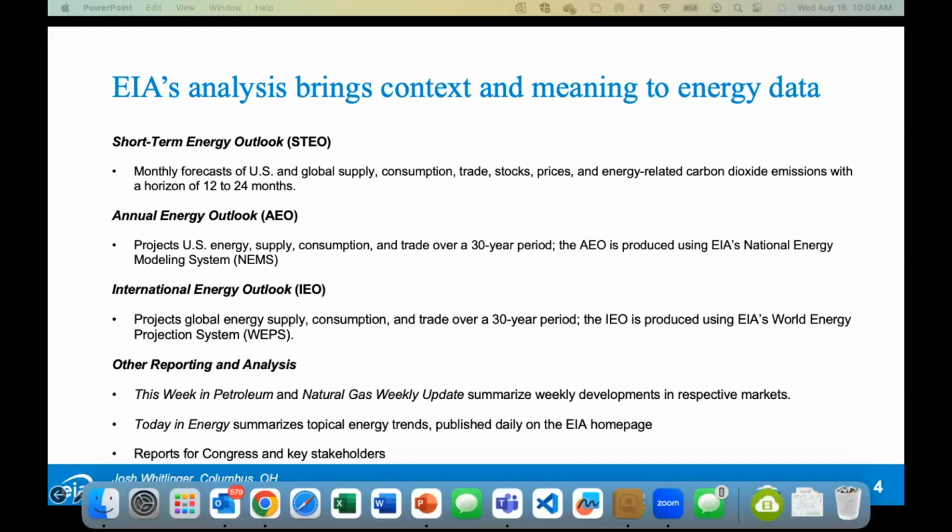And then a few other products that we put out are This Week in Petroleum and the Natural Gas Weekly Update. Those summarize things that are going on currently with weekly developments in those respective markets. Today in Energy summarizes various topical energy trends and is published on our EIA homepage. And then, of course, as part of the U.S. government, we also do some reports for Congress and key stakeholders when they have questions coming up about different policies that are coming out and policy questions that they may have.